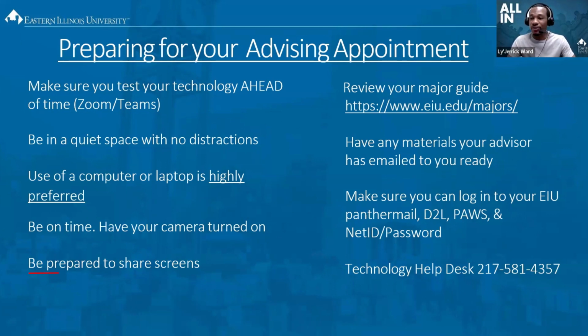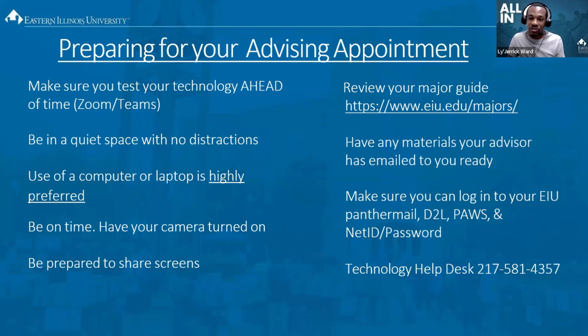And we want you to be prepared to share screens. Now, you don't have to be an expert with these tools, but we can walk you through the process. But the main point is that we want you to be somewhat prepared so that we can run into fewer hiccups whenever we do meet. And then on the right side, we want you to review your major guide. If you're familiar with what you want your major to be, you can do the research through the majors and minors on Eastern's website, and you can be prepared to talk about those in our appointment.